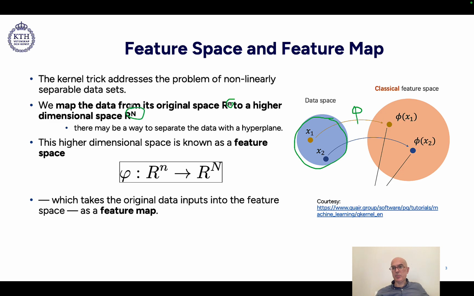The higher dimensional space is known as the feature space, and this function phi is called the feature map. So instead of doing the classification directly in the original space, we apply a feature map, this function phi, and we go to a space with a higher dimension. We're going to use feature maps in quantum machine learning techniques, for instance quantum neural networks. So it's very important that we understand this concept of feature map.